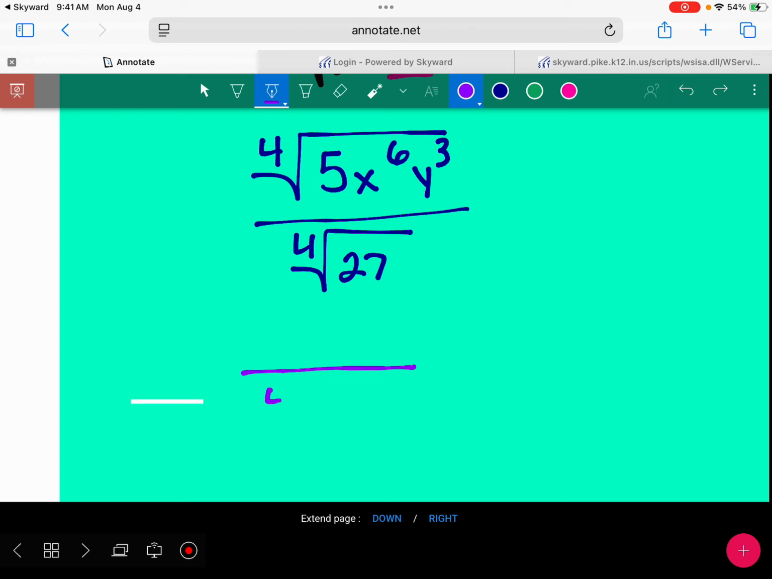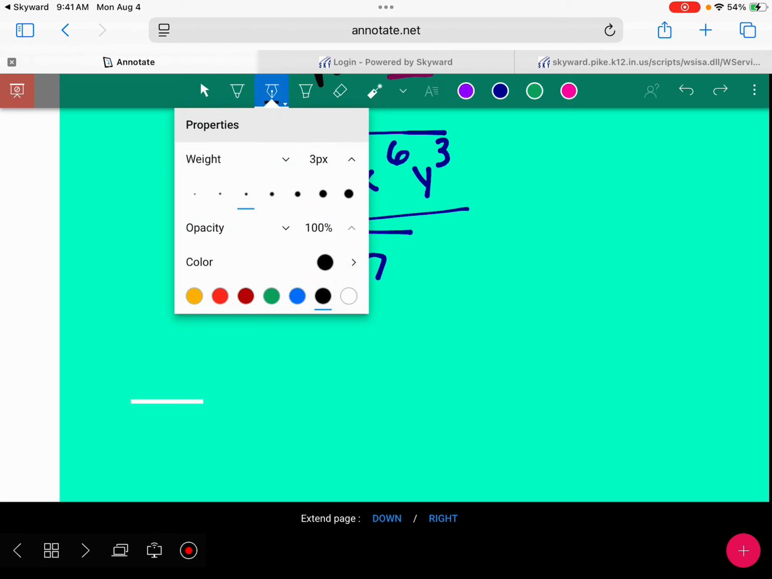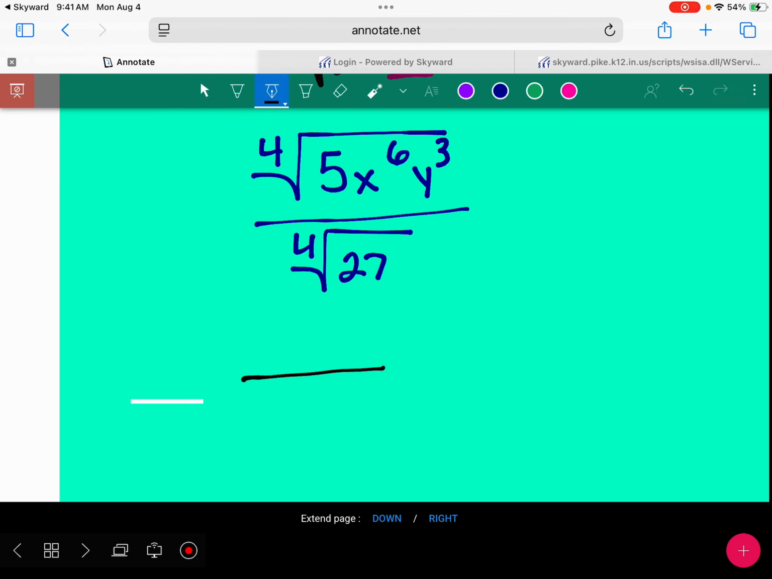I just picked the purple again. It's like looking at a magic eye poster. It's hard to see on this one.